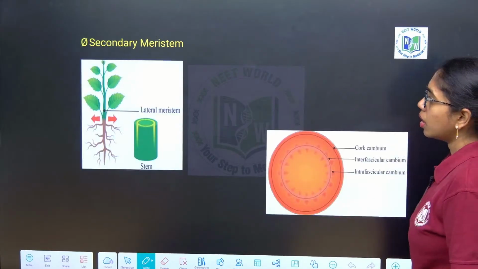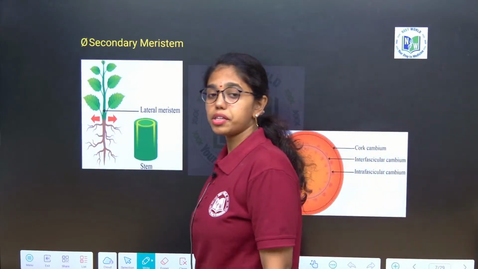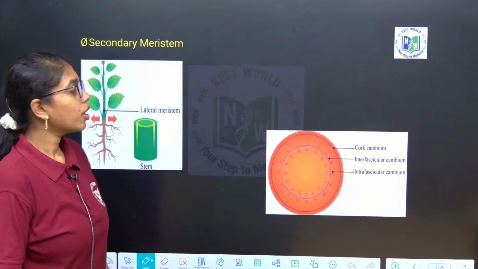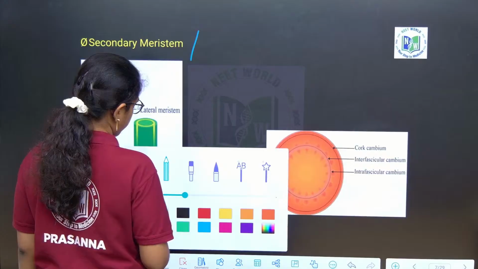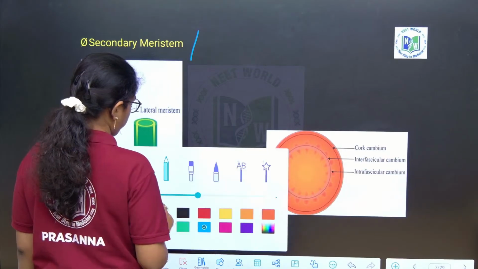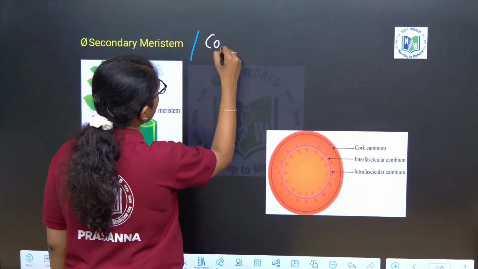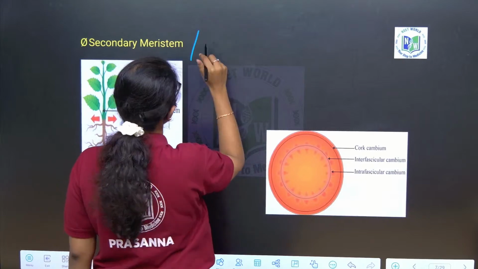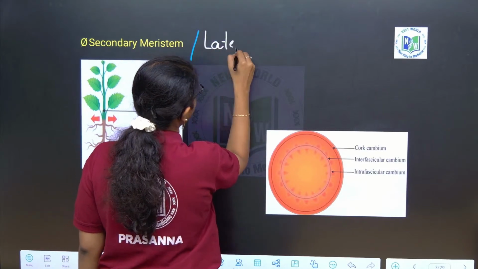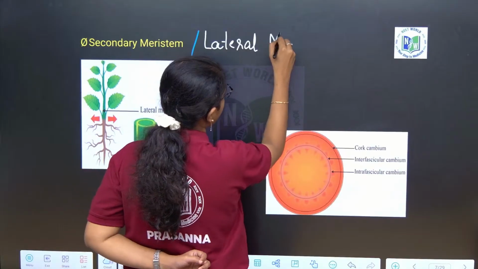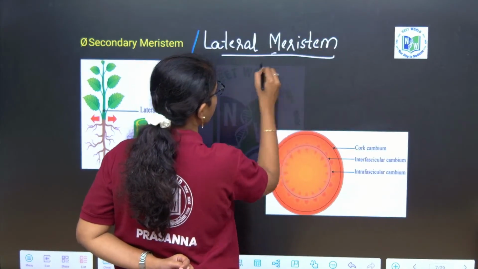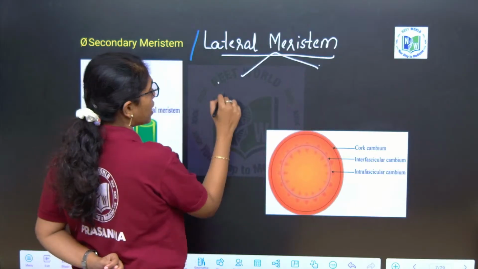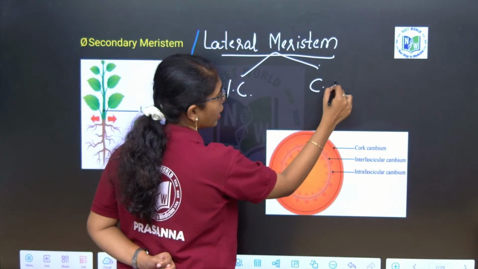Now, secondary meristematic tissues are also called as what? Secondary meristems are also called as lateral meristems. It is of two types. What are they? Vascular cambium and cork cambium.